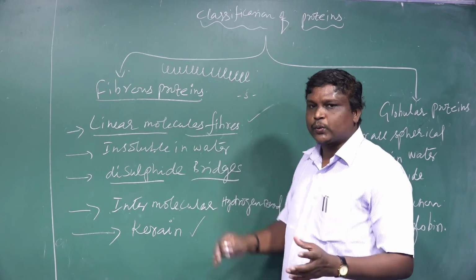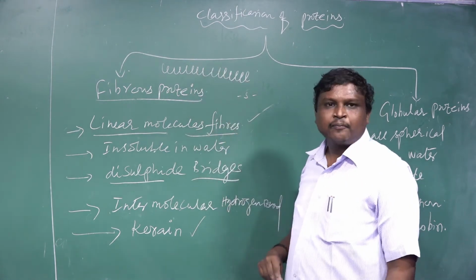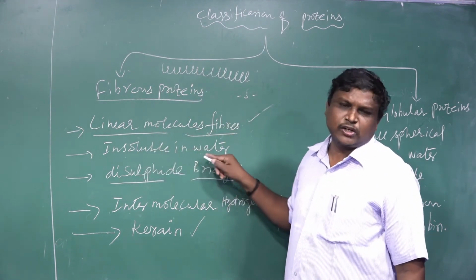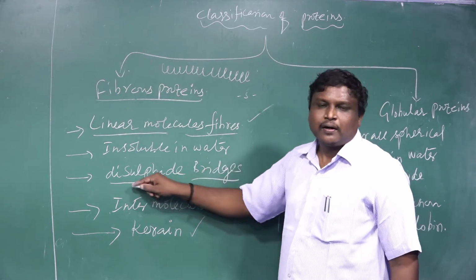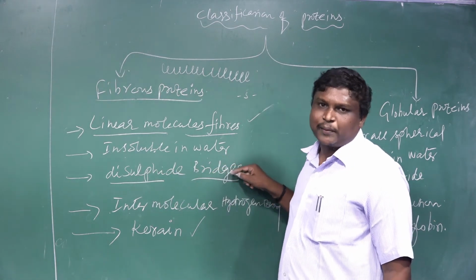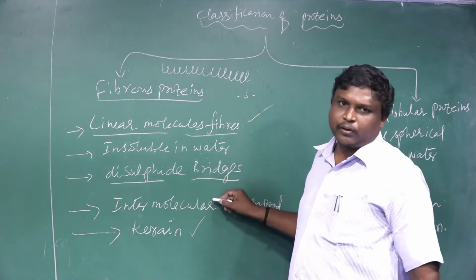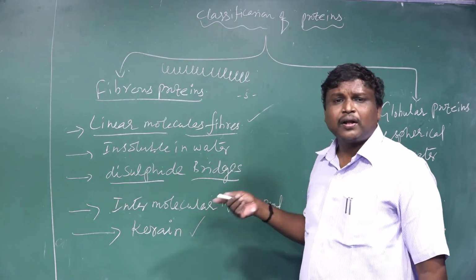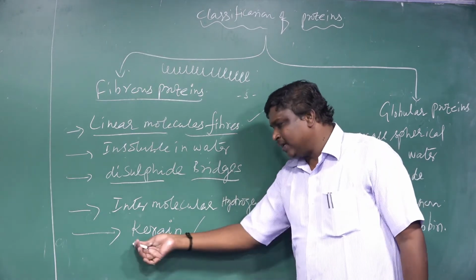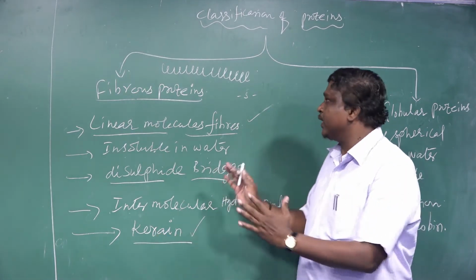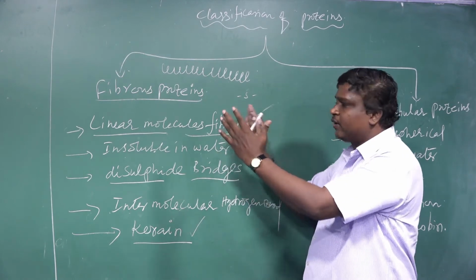To summarize, fiber protein contains: first, it is linear; second, it is insoluble in water; third, disulfide bridge is present; fourth, presence of intermolecular hydrogen bonding; fifth, the example is keratin. This is one type of classification, fiber.